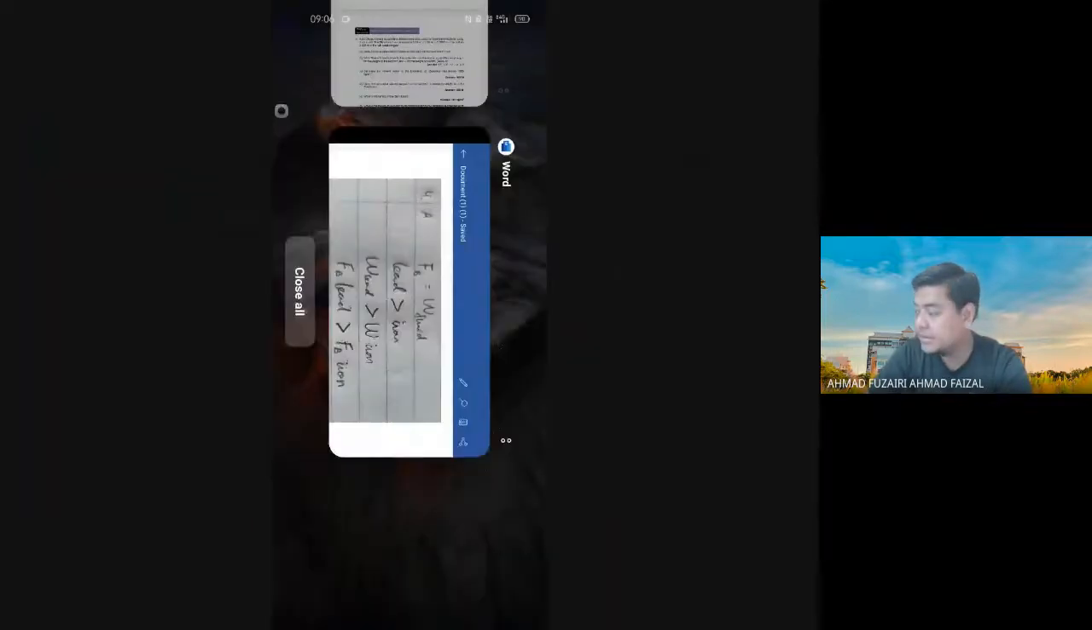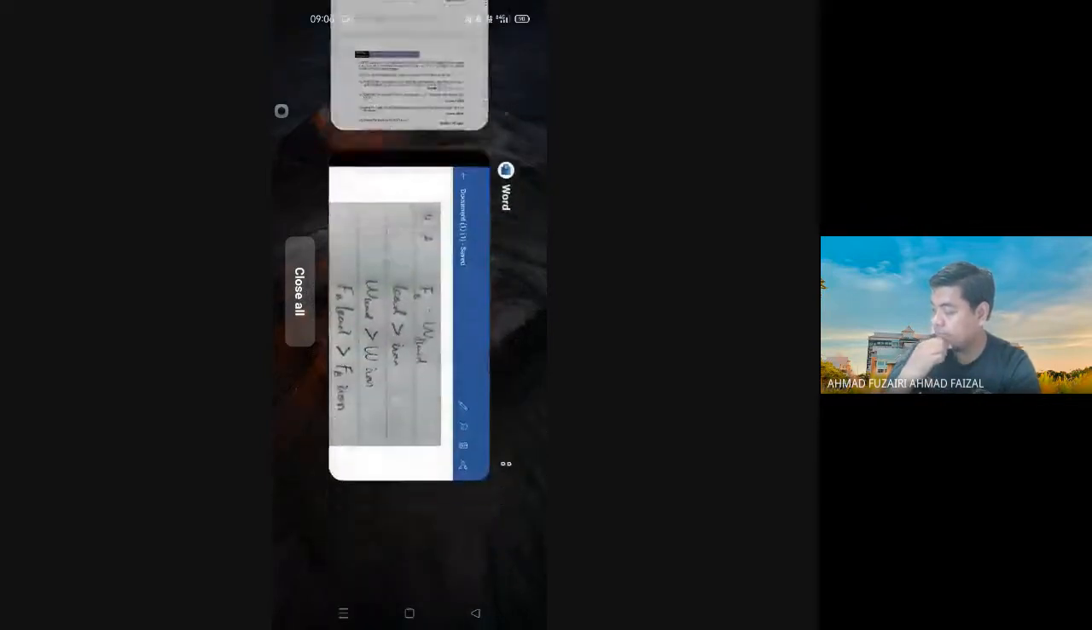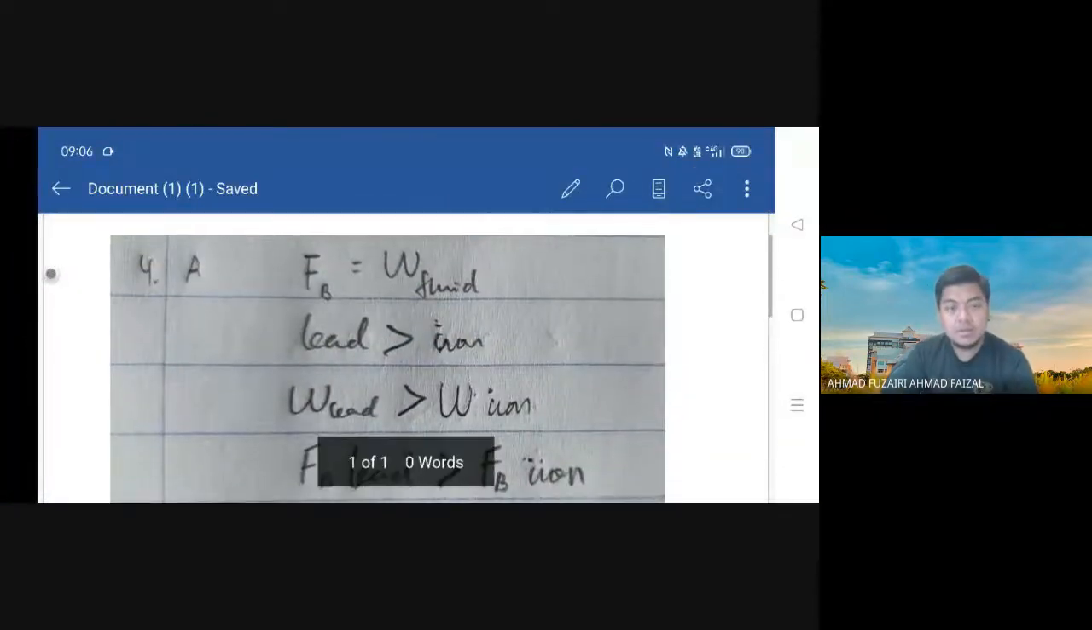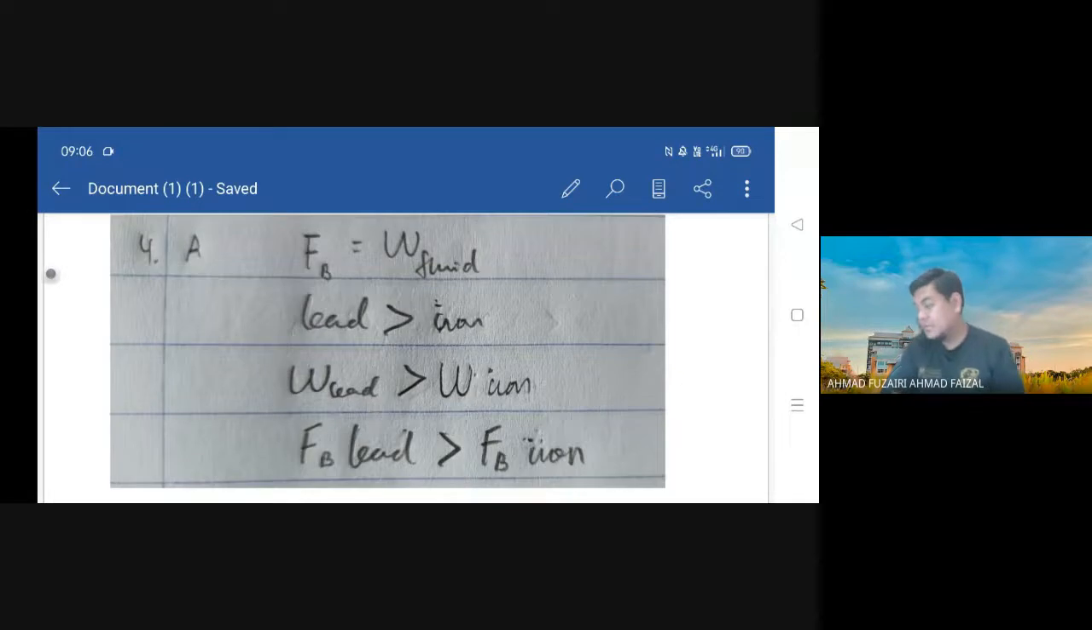Okay. Itu jawapannya. Kita ikutkan. Sekejap tengok sekejap. Density of lead is greater than iron. Both metals are denser than water. If the solid lead and solid iron are taken through the same dimension, the buoyant force on the solid lead object is greater than the buoyant force acting on solid iron object of the same dimension. Okay. So A.